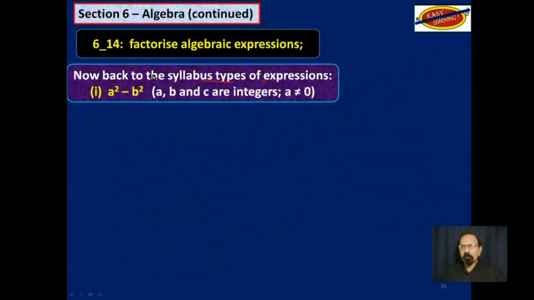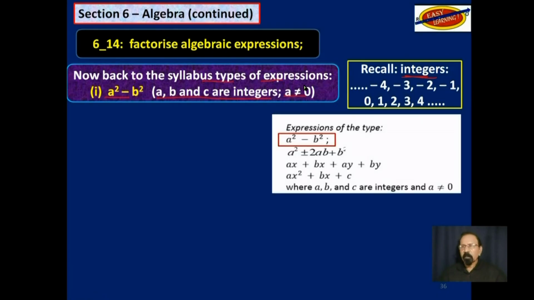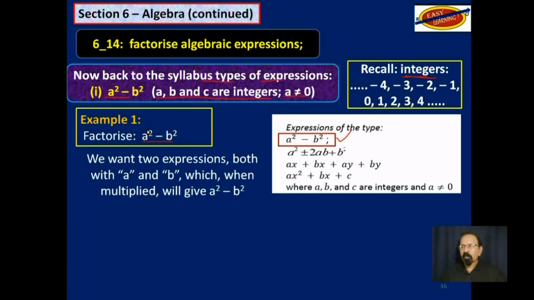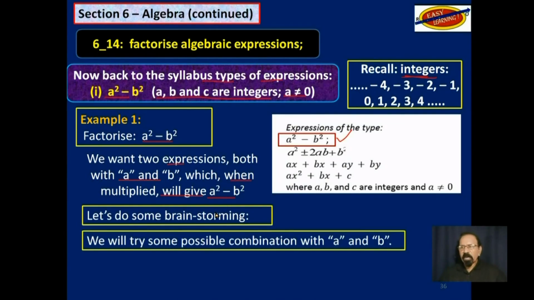Now back to the syllabus types of expressions. A squared minus b squared. Recall that these are integers, and it says a, b, and c are integers. A is not 0. So we are looking at this first requirement here. Factorize a squared minus b squared, example 1. We want two expressions, both with a and b, which, when multiplied, will give us a squared minus b squared. Let's do some brainstorming. We will try some possible combinations with a and b.